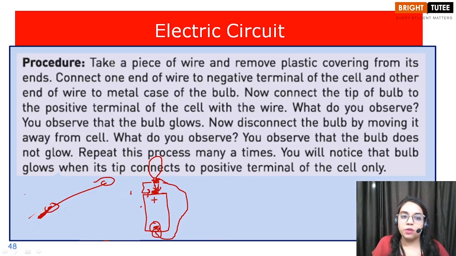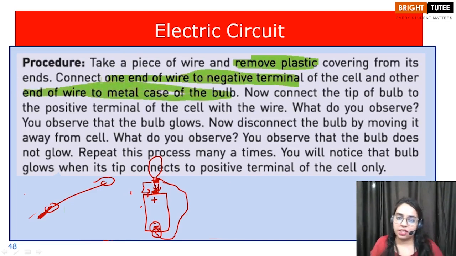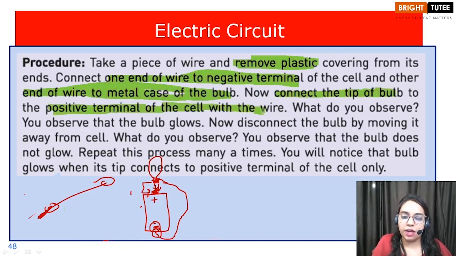So what we are going to do is take a piece of wire, remove the plastic covering from its ends, connect one end of the wire to the negative terminal of the cell and the other end of the wire to the metal case of the bulb. Right children, this is what we have discussed. Now children, connect the tip of the bulb to the positive terminal of the cell, right?